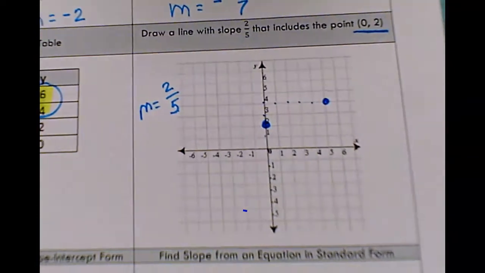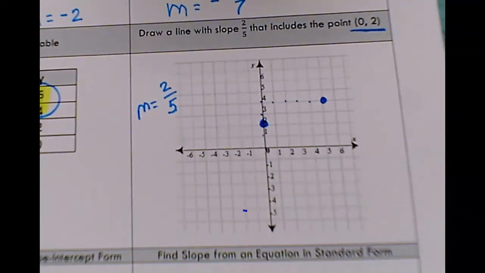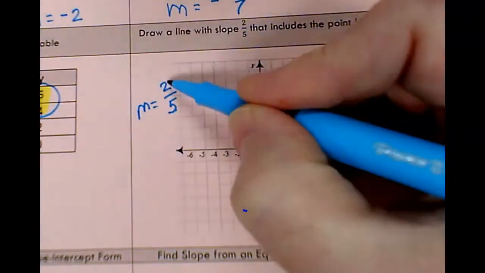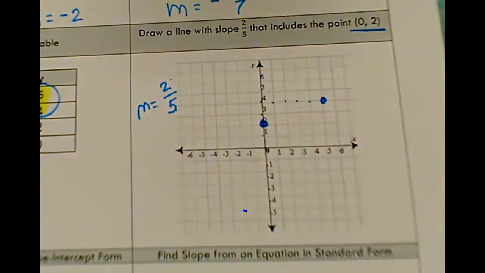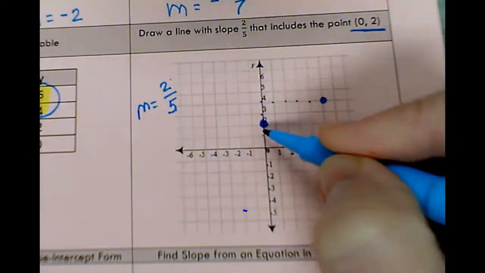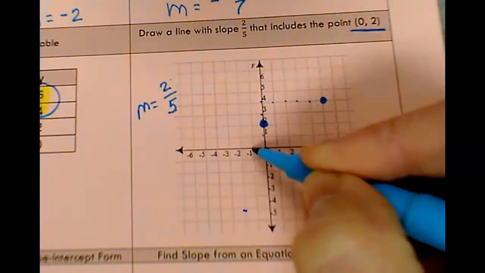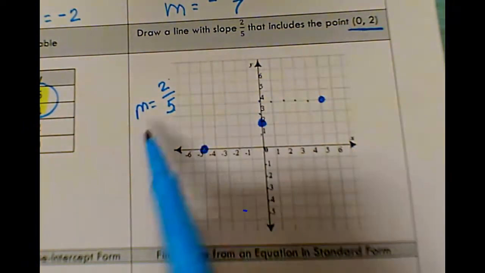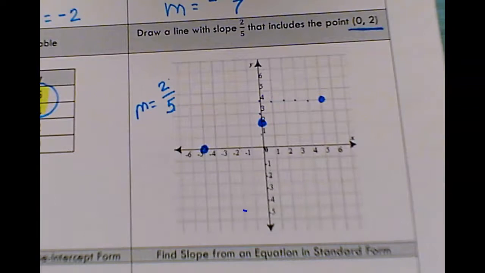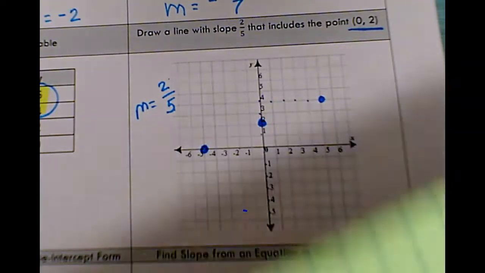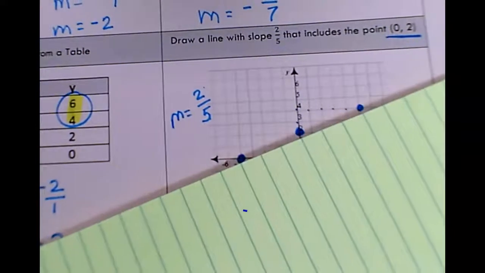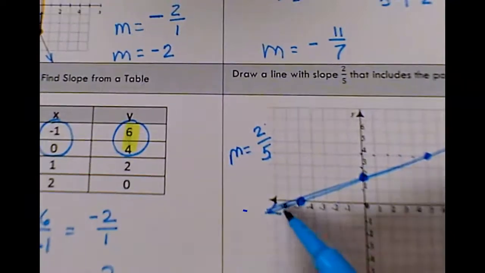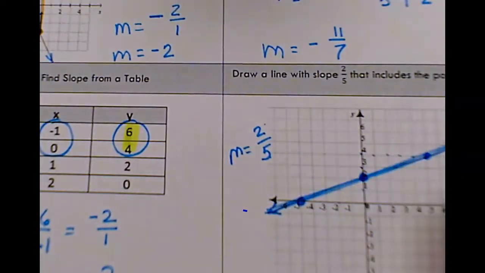And if you have room on your graph, it is better to count more than one time to make sure you have a straight line. This is up and right. You will also get a positive slope if you count down and left. Up and right give you a positive slope. Down and left will give you a positive slope. And so I am going to connect my dots to make a nice, almost straight line.